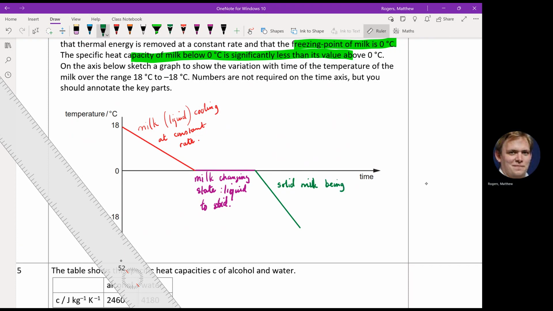being cooled from 0 degrees C to minus 18 degrees C.